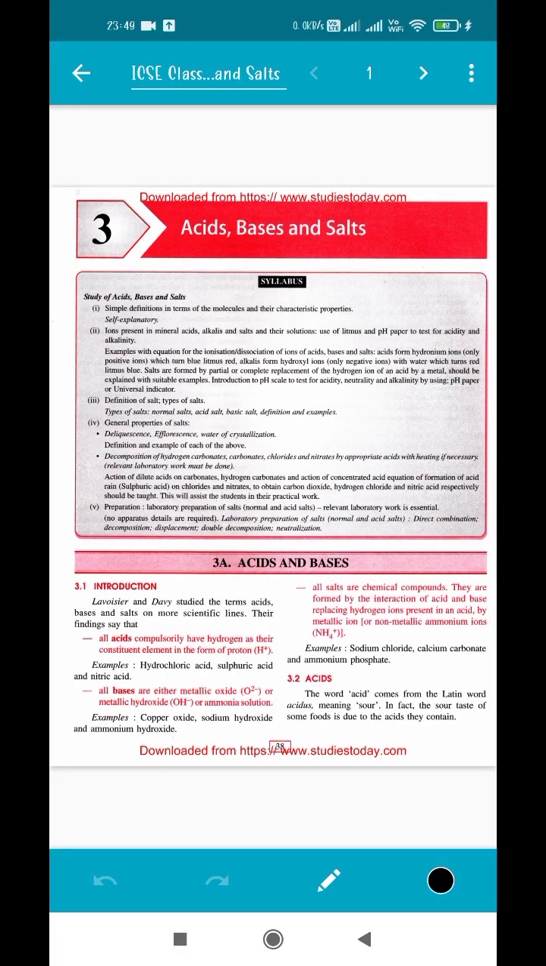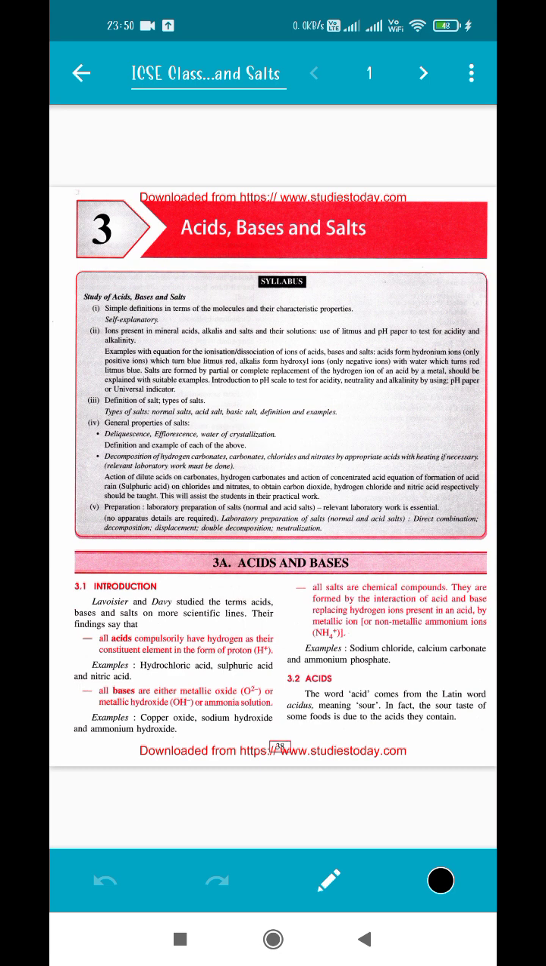So our chapter is acids, bases and salts. One thing I think all of us know is that acid plus base gives salt plus water. So you can consider salts to be the combination product of an acid and a base. So what is this acid or what is this base? Let us go deep into it.